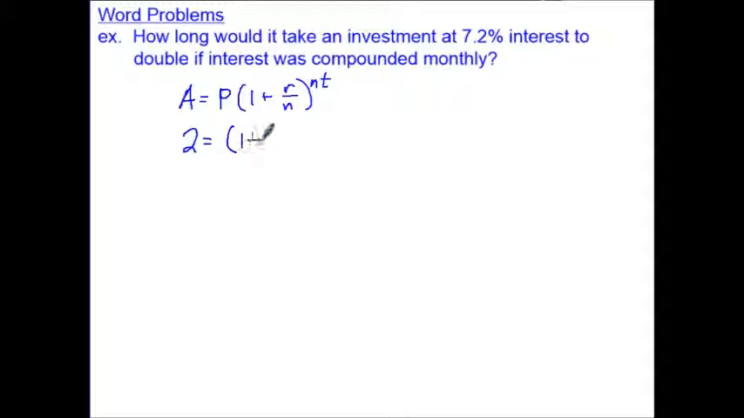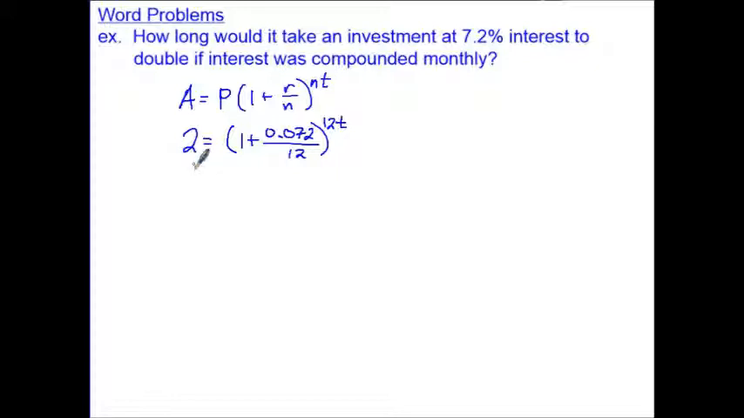So I have 1 plus, okay, now my rate, again, make sure you convert that to a decimal, 0.072, all over monthly, so that's a 12. And then I've got 12, and then again the question is how long, so I'm not going to know what my time is yet, so there's my t. Now before logs, this is a very, very difficult problem to solve because I've got this variable up as an exponent, so really the only thing I can do is guess and check. But now with the magic of logs, we can solve a problem like this.